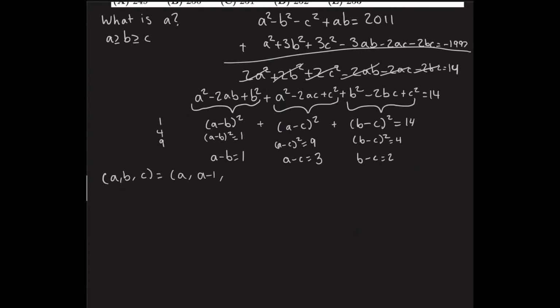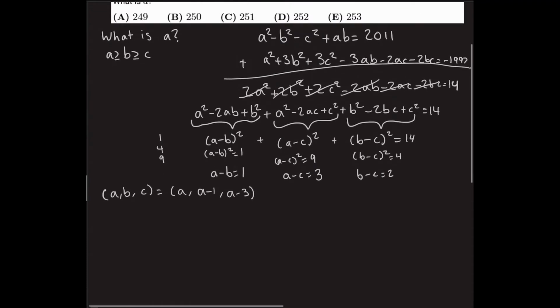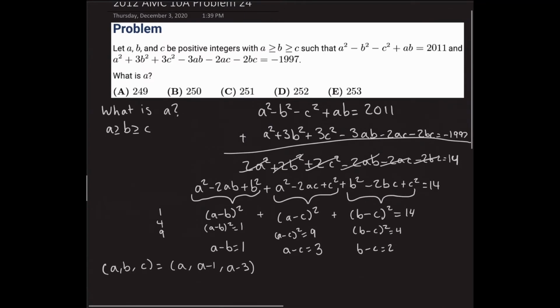And then a minus c is equal to 3, and so c can be written as a minus 3. And so now we have these three coordinates all in terms of a. So from here, I'm going to plug it into this top equation right here and see what I get for a, because that's what the question is asking for. It's saying, what is a?